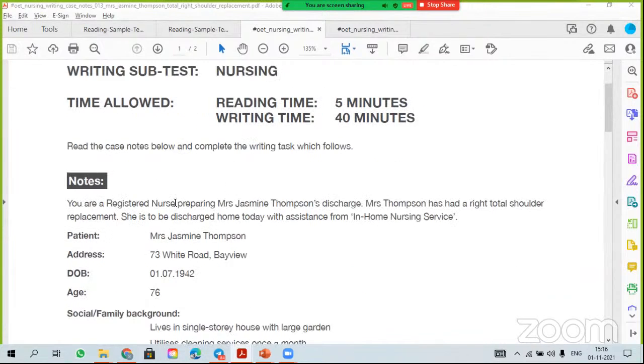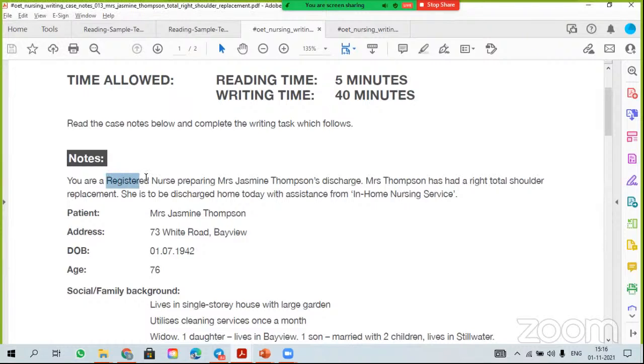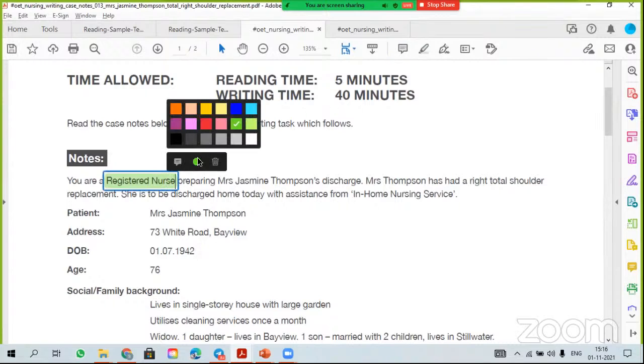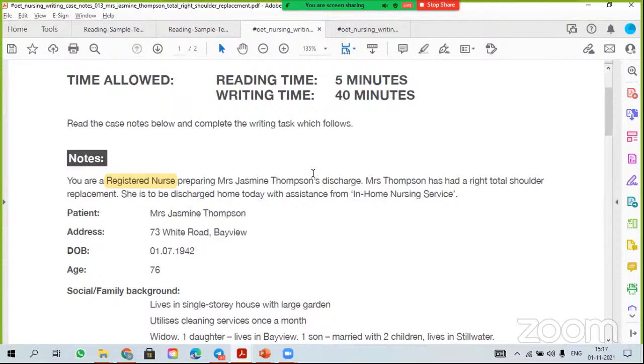Now let us see what are the important things. So you are a registered nurse, and preparing Mrs. Jasmine's discharge. So you are preparing Mrs. Jasmine's discharge.